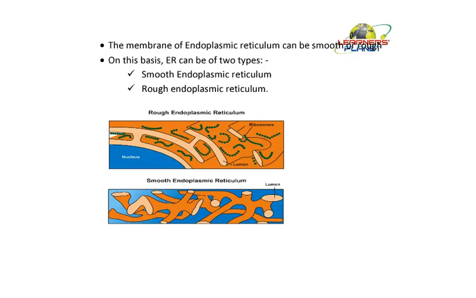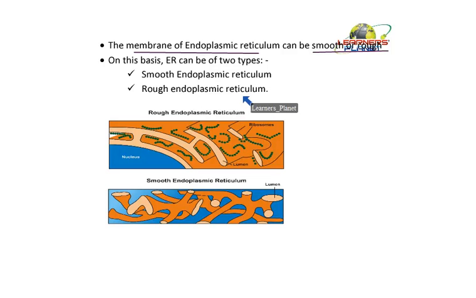Now these membrane bound structures contain certain particles over their surface, and on the attachment of these structures or particles, they can make the surface smooth or rough. If they are absent, the membrane appears to be smooth. If they are present, the membrane appears to be rough. And on this basis, the ER is of two types. What are they? Either a smooth endoplasmic reticulum or a rough endoplasmic reticulum.